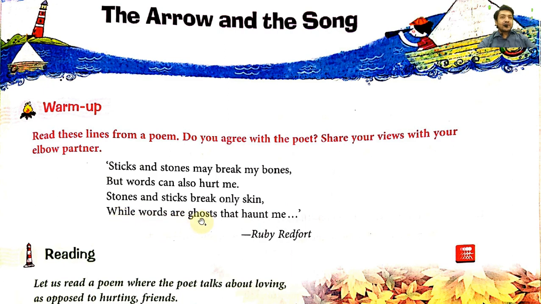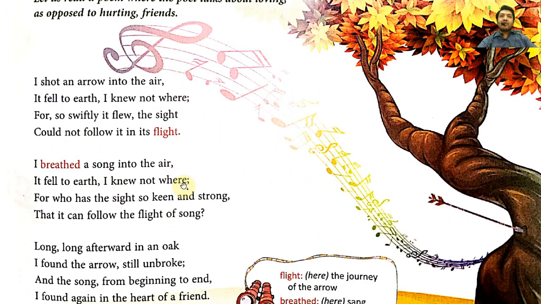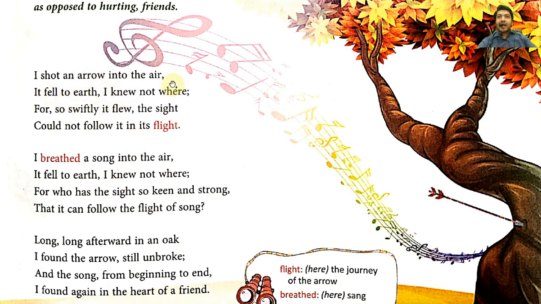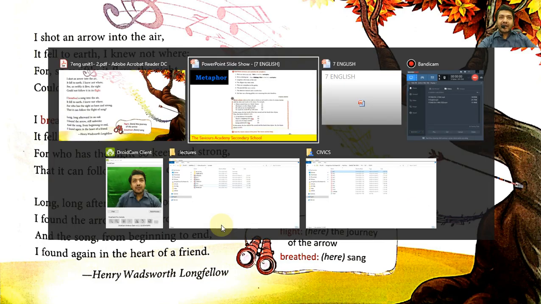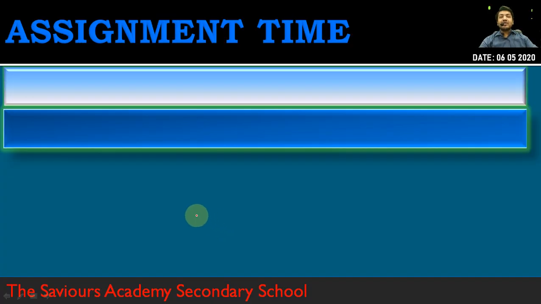"While words are ghosts that haunt me." So me and me, the sound is matching. So the rhyme scheme is A B C B. This one is also B. Okay, so in a similar manner you have to find out the rhyming scheme of the poem The Arrow and the Song, and we have three stanzas. So you have to find out the rhyming scheme of The Arrow and the Song. Okay, so this is your assignment for today, self work. You have to find the rhyming scheme.